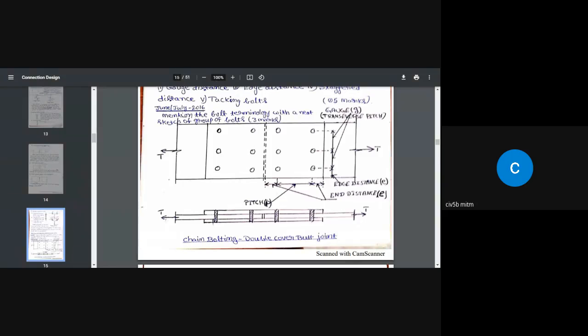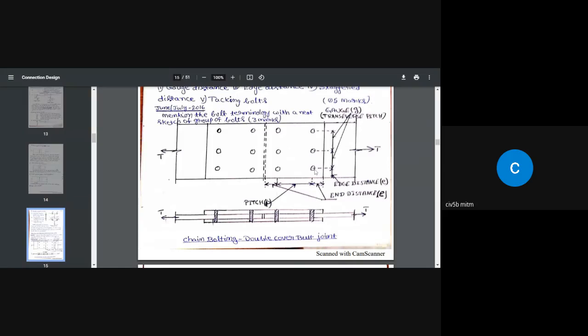Okay, so instead, if you measure the distance between two successive bolts in the direction perpendicular to the direction of the applied force, it is called the gauge, represented by small g. Pitch is represented by small p. One more name for this gauge is transverse pitch, because it is measured in the direction perpendicular to the main pitch. Okay, this is the main pitch.